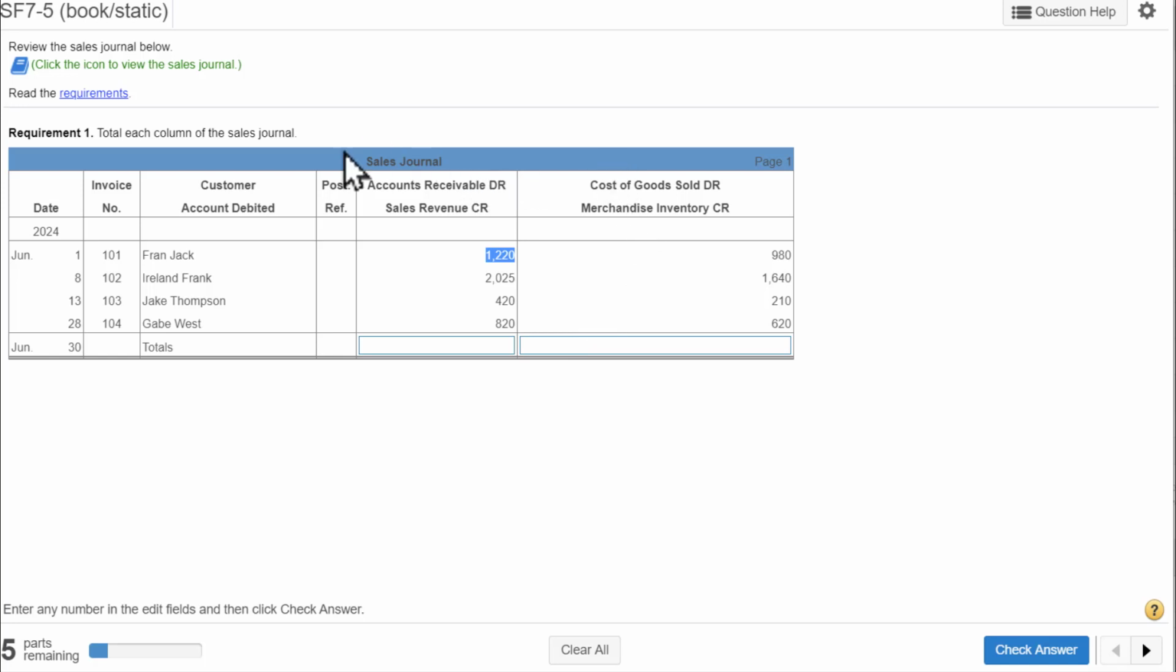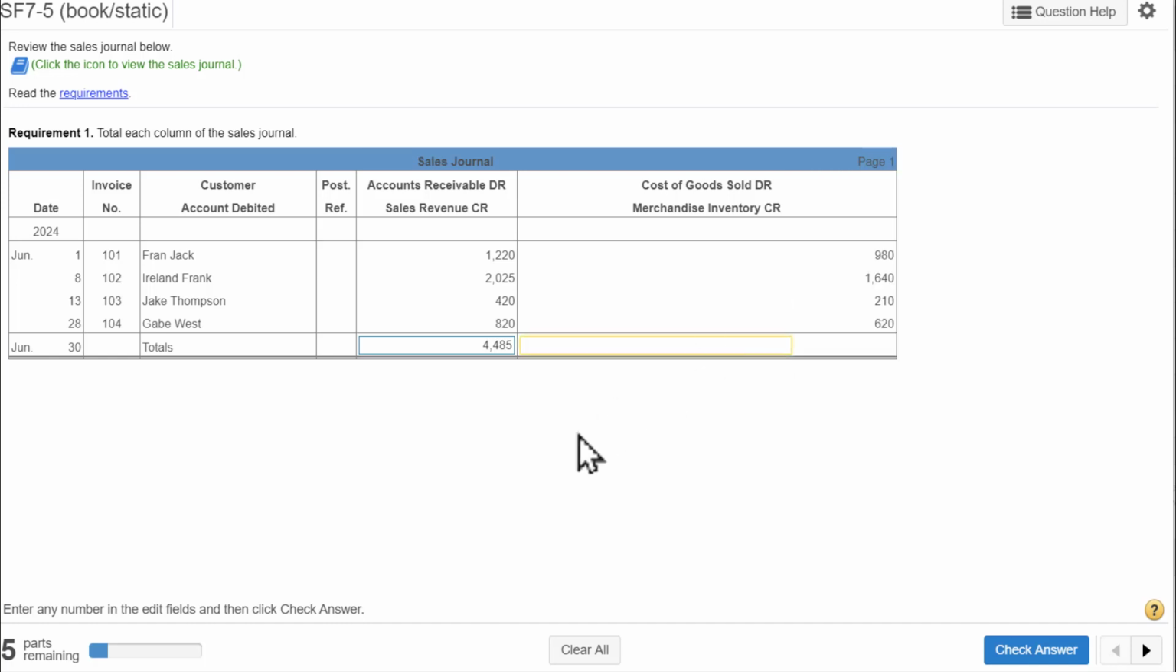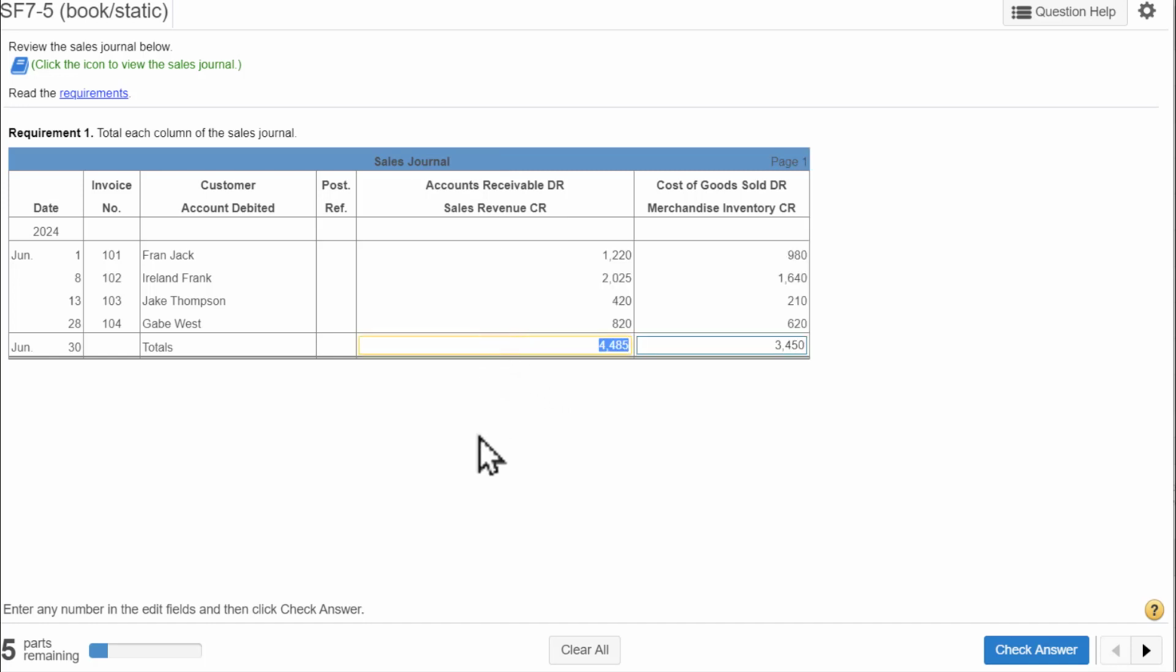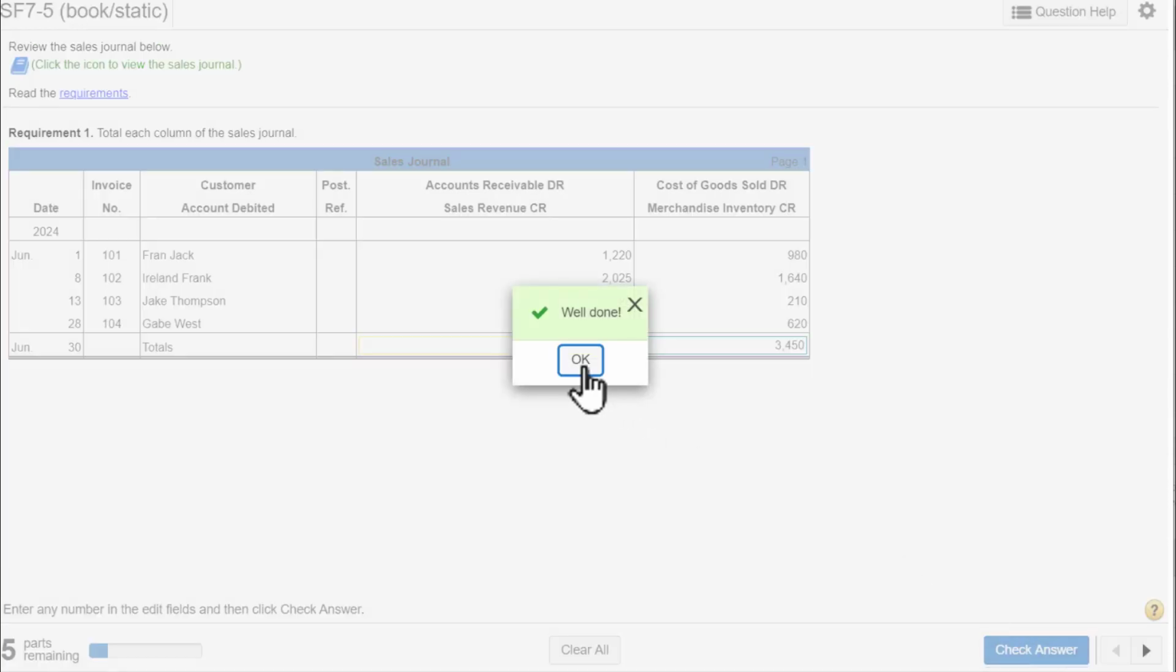But before we can post, what we need to do is total each column of the sales journal. So we're going to add up all these in this column, and we get 4,485. Then we're going to add up all of these, and when we do, we get 3,450. So what this means is we sold merchandise that cost us $34.50. We sold them for $44.85. Not a huge markup. Check our answer. Well done.